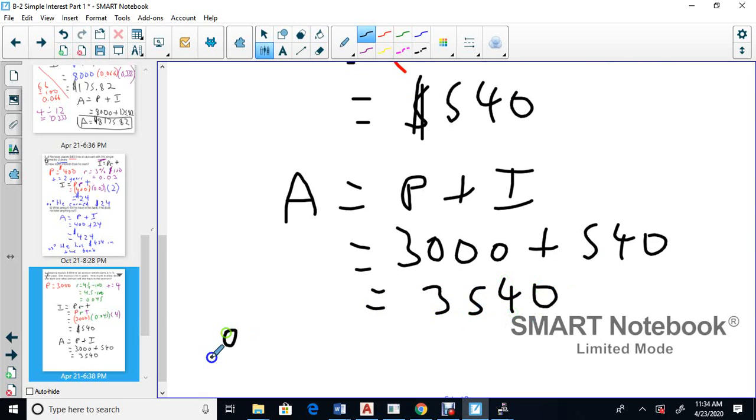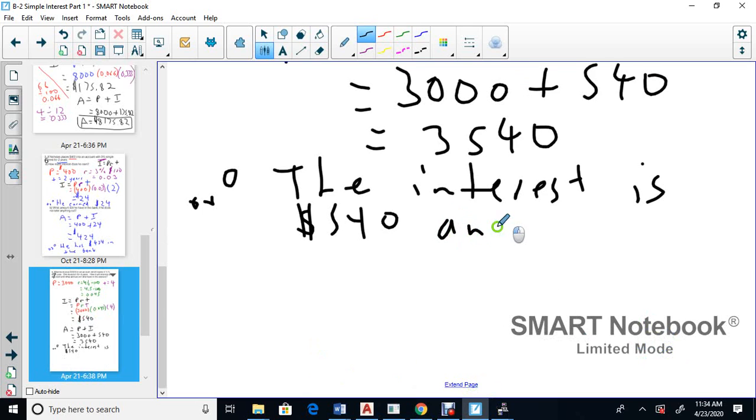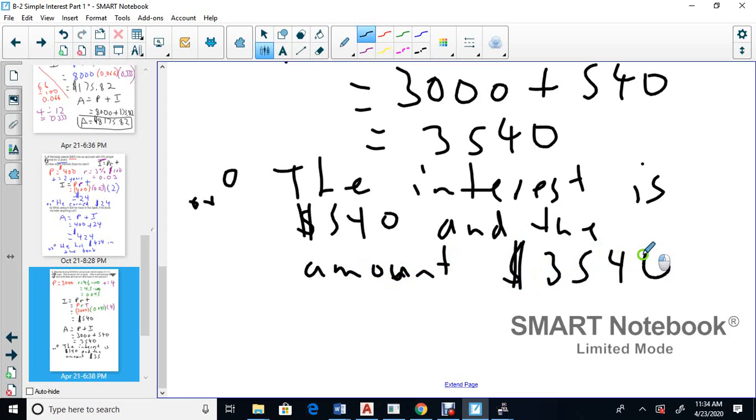And then I put a therefore statement. Now at the end, therefore the interest is 540. Okay, and the amount in the bank. So I'm just going to put and the amount that's in the bank should be 3,540. Okay, you could add the dollar symbol up here. As long as you have the dollar symbol in the sentence at the end, and you don't put it there, it's okay.